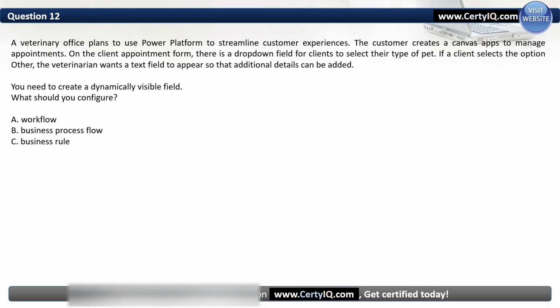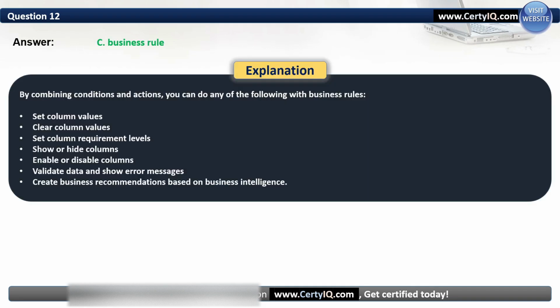The correct option is C, business rule. By combining conditions and actions, you can do any of the following with business rules: set column values, clear column values, set column requirement levels, show or hide columns, enable or disable columns, validate data and show error messages, create business recommendations based on business intelligence.